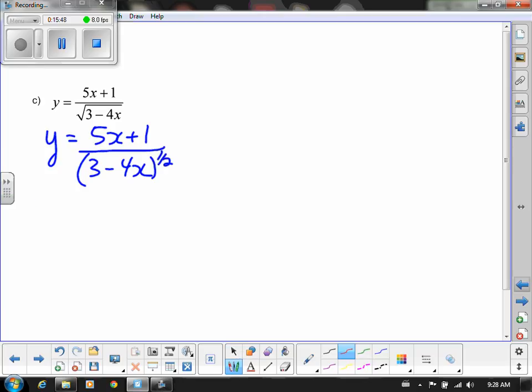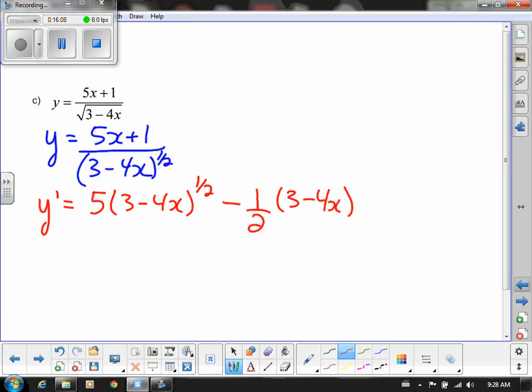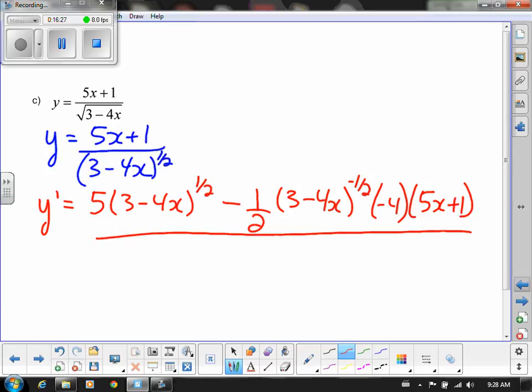So we have y prime equals, the derivative of the numerator is 5 multiplied by 3 minus 4x to the power of half, minus, so the derivative of the denominator will be 1/2 bracket 3 minus 4x to the negative 1/2 multiplied by negative 4, because the inside bracket here is negative 4. After you bring down that exponent, you have to do the derivative of the inside. And then I have one more part here. I need that numerator. And then this is all over the denominator squared.